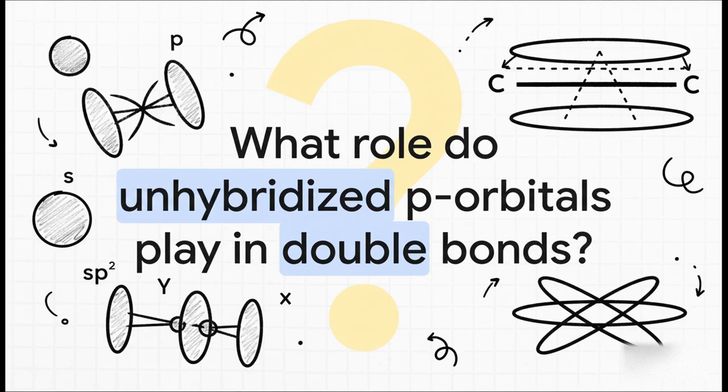But think about it for a second. In sp or sp² hybridization, we had some p orbitals that we didn't use, right? They were just left over. So what are they doing? Well, it turns out they're the key to understanding double and triple bonds. But that's a story for another time.